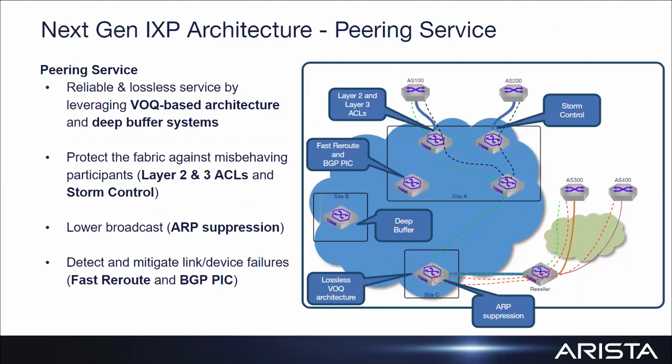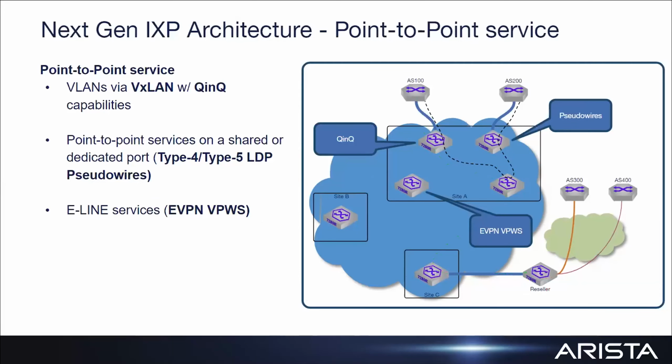Next slide, please. For point-to-point services, we also have multiple various options. We can use VLANs just via VXLAN with Q-in-Q capabilities, or VLAN-based or port-based LDP pseudowires. Or even if it is an EVPN fabric, use E-line services with EVPN VPWS. This is all needed so you can create some kind of metro connectivity over your own platform for various of your participants. Next slide, please.